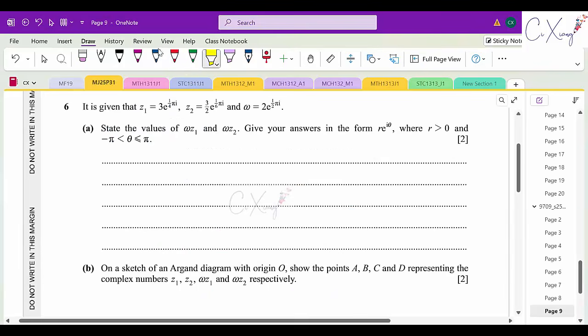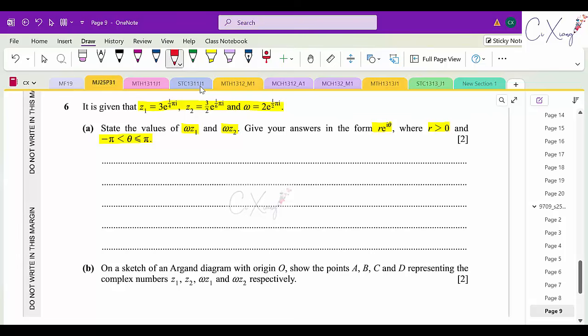Now we are at question number 6. We are given the complex numbers z1, z2, and also w in exponential form. They want us to state the value of wz1 and also wz2. Give your answer also in exponential form, where r is greater than 0 and theta is from negative pi to positive pi. So we want to get the value for the complex number. Since they give us the exponential form, to get the answer in exponential form also, you just multiply them.